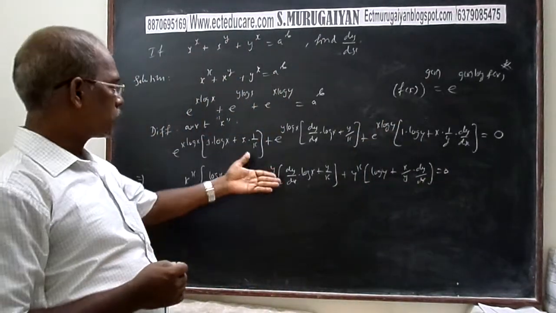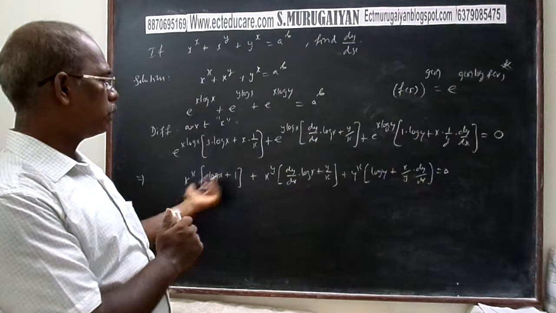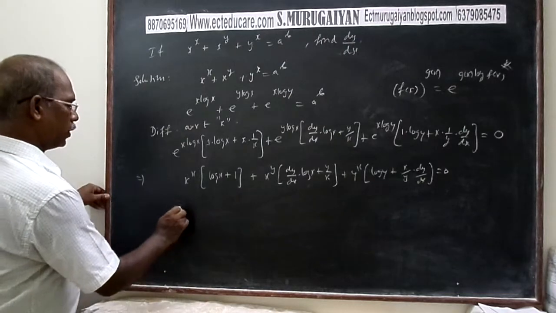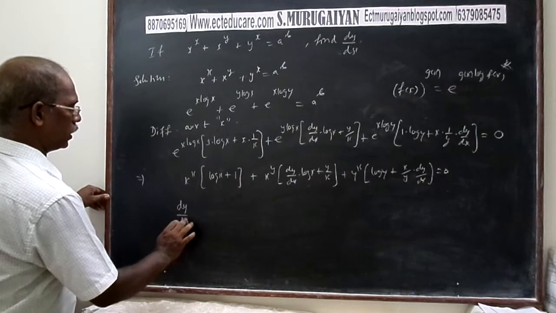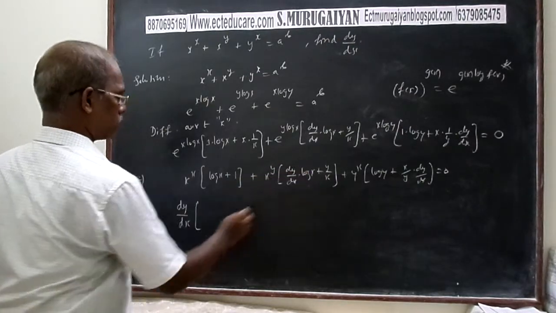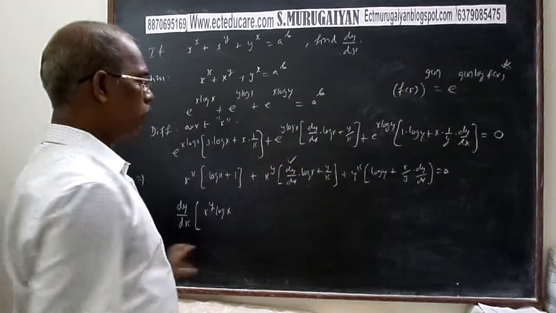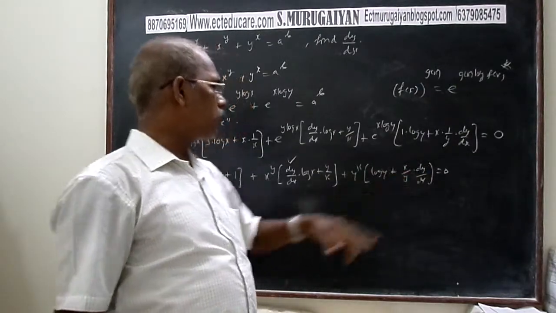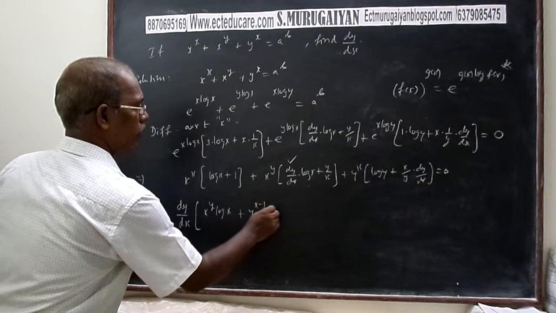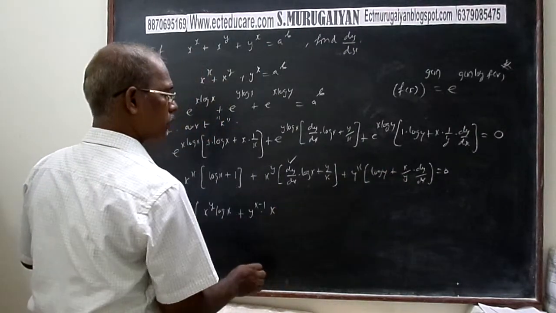So dear student, as we discussed in the previous question, we are going to make two groups. One is in terms of dy by dx and the other group is independent of dy by dx. In the first group, the coefficient of dy by dx: x power y into log x is selected. There is one more dy by dx term, y power x into x power y, which can be written as y power x minus 1 in x. That's all.